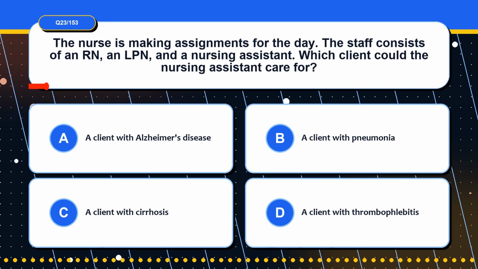Question 23. The nurse is making assignments for the day. The staff consists of an RN, an LPN, and a nursing assistant. Which client could the nursing assistant care for? Here are the options. Option A. A client with Alzheimer's disease. Option B. A client with pneumonia. Option C. A client with cirrhosis. Option D. A client with thrombophlebitis.